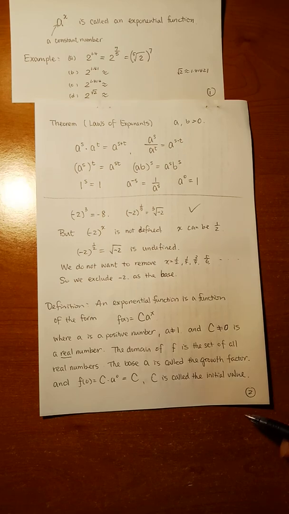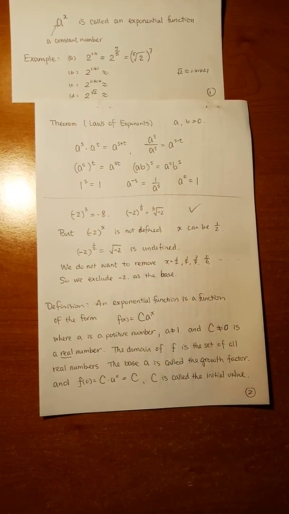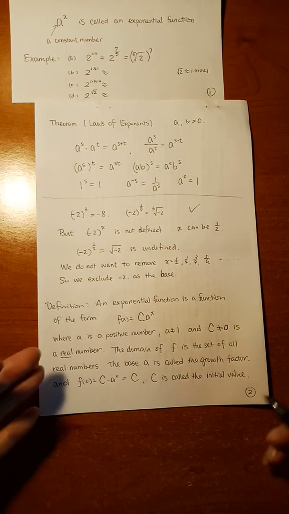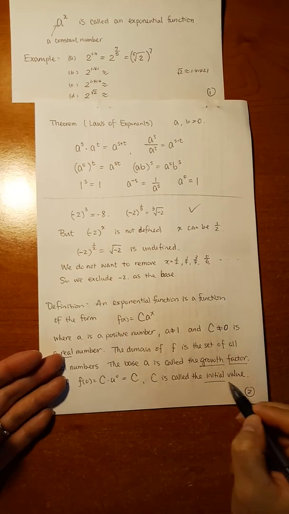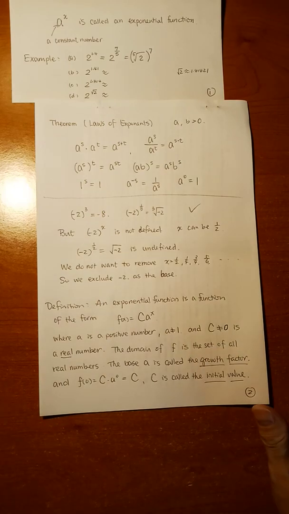So this is our exponential function. Exponential function is c times a to x. A positive, not equal to 1. C is not equal to 0. It is an arbitrary real number. It can be positive or negative. And the base is called the growth factor, and the c is called the initial value. And the domain is the set of all real numbers. You can put any x here as a power, as an exponent.